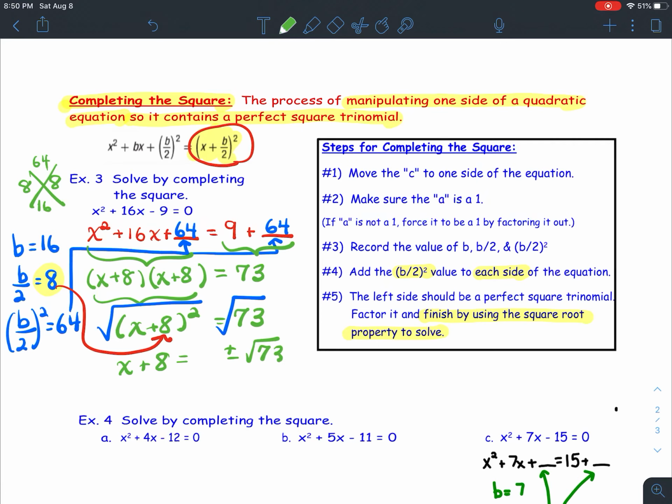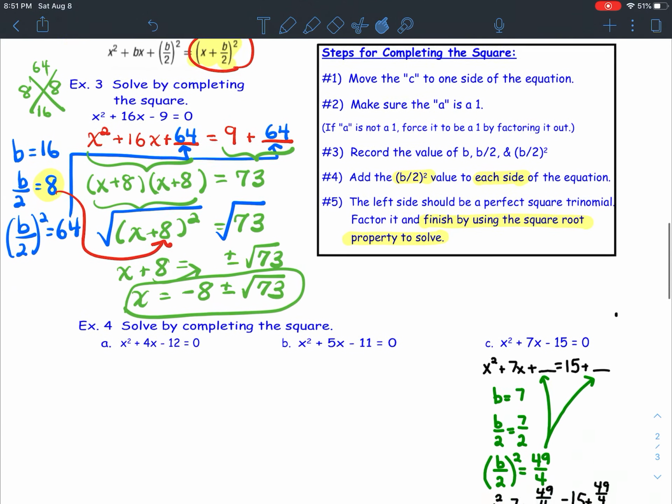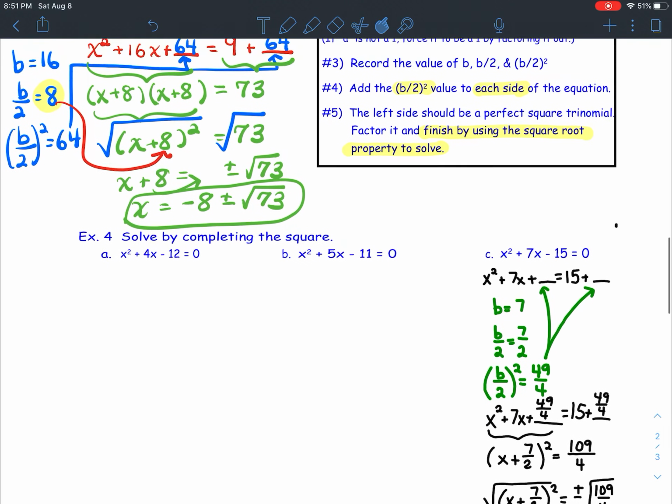So I'm going to take the square root of both sides. 73 is not a perfect square, so I'm going to leave the square root symbol over the 73, put a plus or minus in front of the 73, and then bring the 8 to the other side, and this is as far as we can go. If you try to type this into the calculator, because 73 is not a perfect square, you're going to be stuck rounding your answer, and we do not want to write our answers rounded.